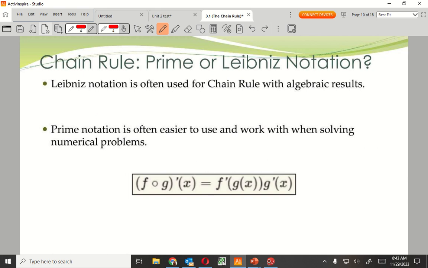Leibniz notation is often used for chain rule with algebraic results. Now, Gottfried Leibniz, the creator of calculus. Prime notation is often easier to use and work with when solving numerical problems. Those are the two different ways of doing this, and you're going to have to read both ways and know them.